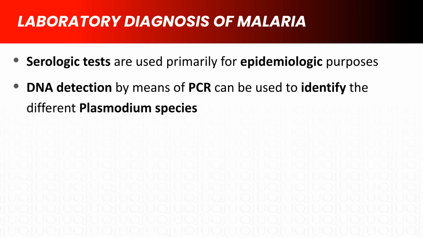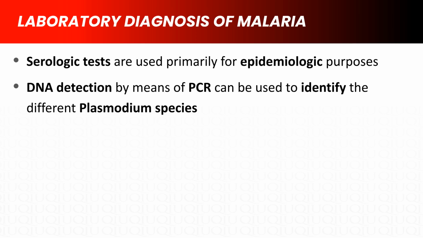Serologic tests detect antibodies against malarial parasites using ELISA or other immunoassays. However, antibodies take time to develop and persist long after infection is cleared, so serology cannot diagnose acute malaria. These tests are used primarily for epidemiologic purposes, screening blood donors, surveillance studies, or confirming past exposure in return travelers with suspected malaria. DNA detection by PCR can identify different Plasmodium species with extremely high sensitivity and specificity.